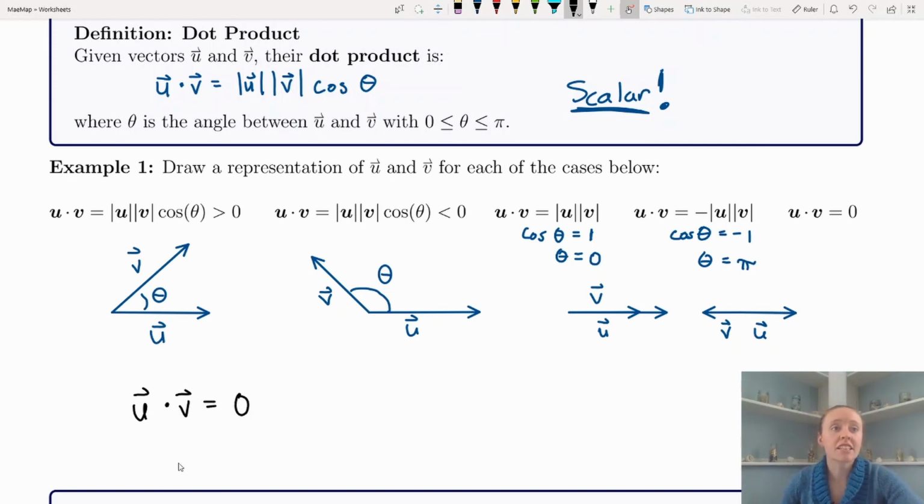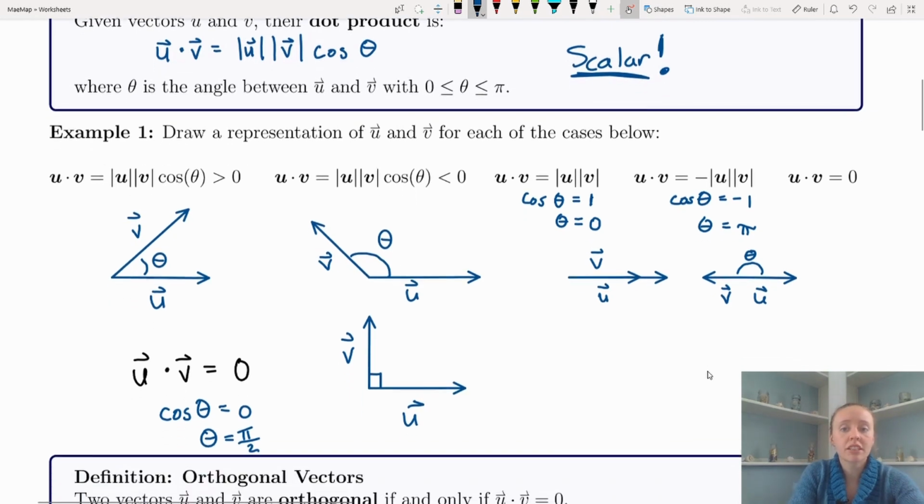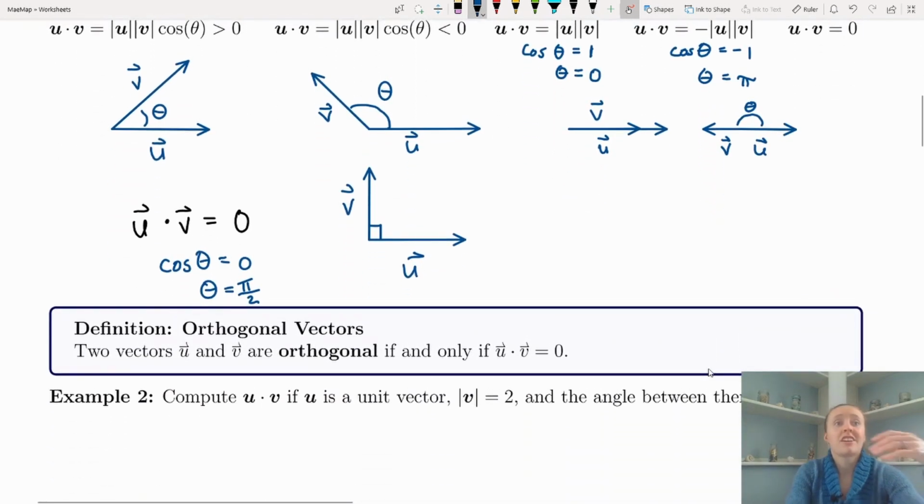If that's the case, that means that the cosine of theta has to equal 0, which between the interval of 0 and pi, that occurs when theta is equal to pi over 2. So a 90-degree angle between those vectors. So here's my vector u, and here will be vector v. And the angle between them is 90 degrees. And that leads us right into our next part.